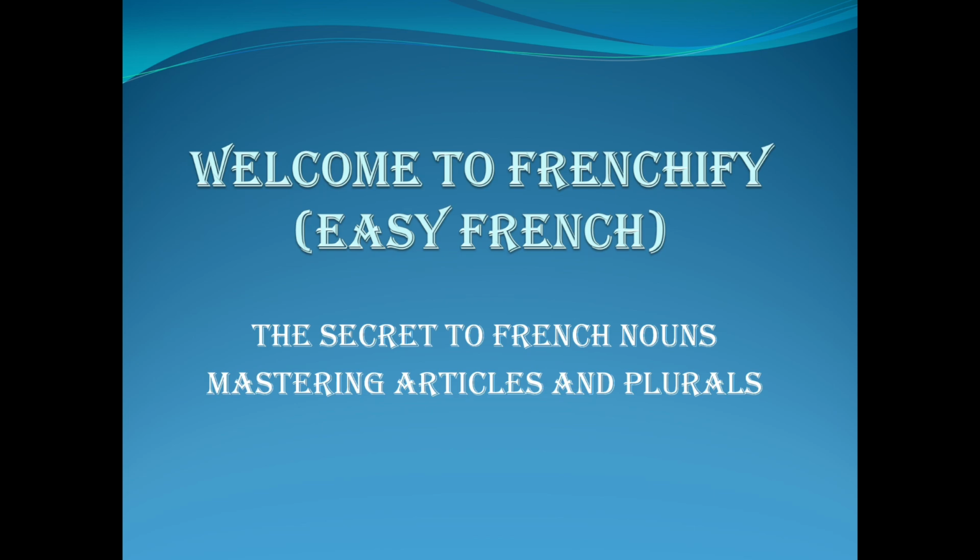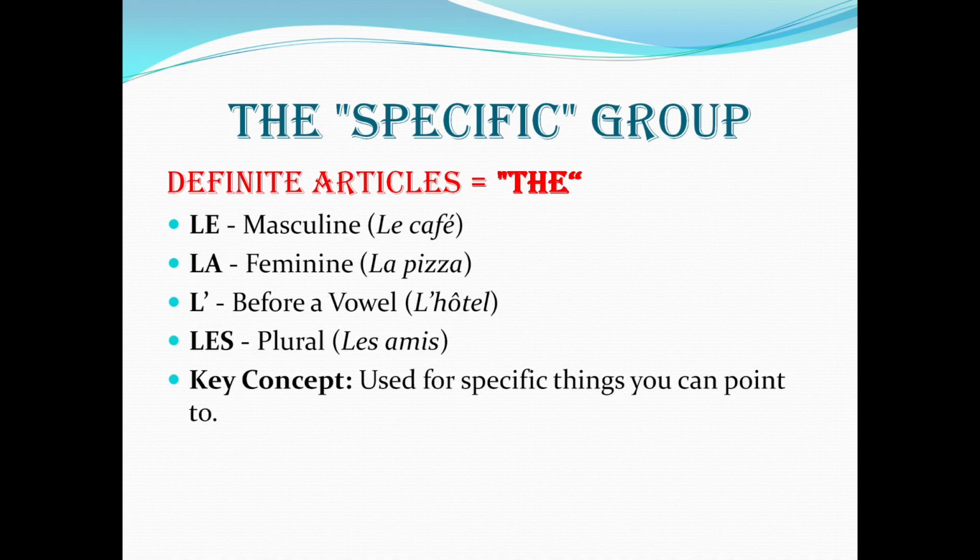Let's dive in. Okay, so let's start with the definite articles. This is just a fancy way of saying the word the. We use this when we are talking about a specific thing. If the noun is masculine, we use le, L-E, le. Say it with me, le. That's good. It's a very short, neutral sound. Le garçon, the boy. Le café, the coffee.